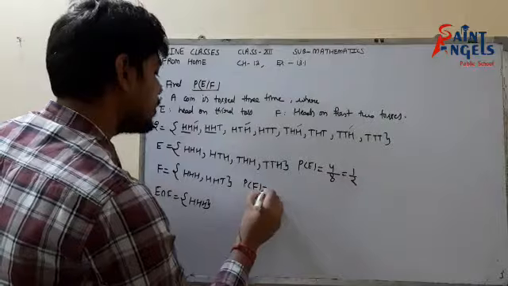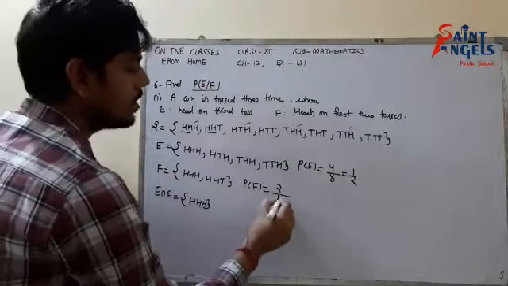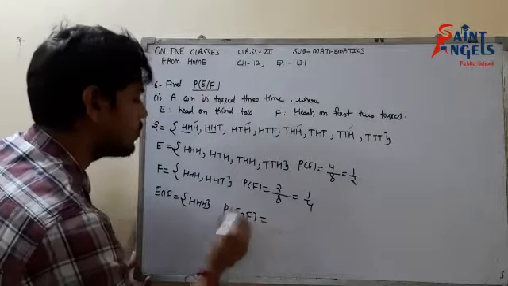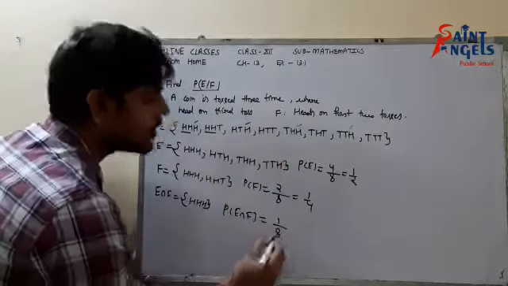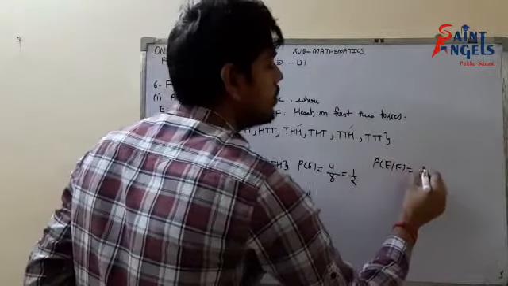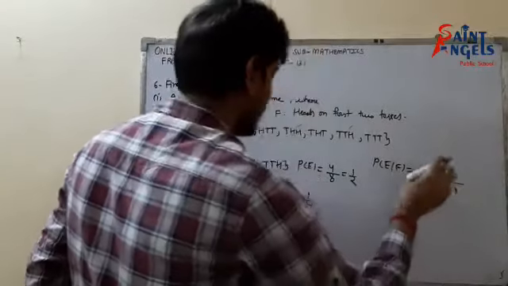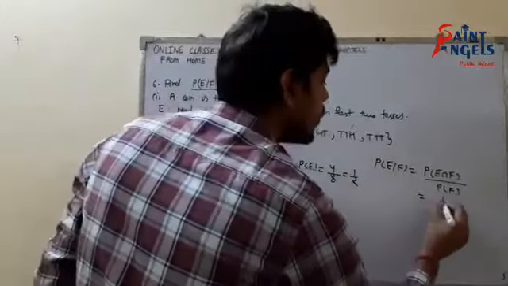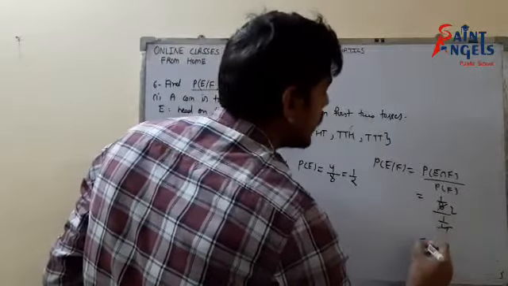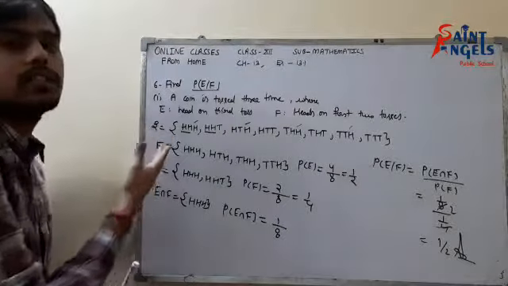Probability of event F: the number of outcomes in F is 2, 2 upon the number of elements in the sample space, that is 8. So that would be 1 by 4. And the number of elements in E intersection F is 1, so the probability is 1 upon 8. And we have to find P(E|F). The formula for that is P(E intersection F) upon P(F). So P(E intersection F) is 1 by 8 upon P(F), which is 1 by 4. So it is clearly 1 by 2, the answer.